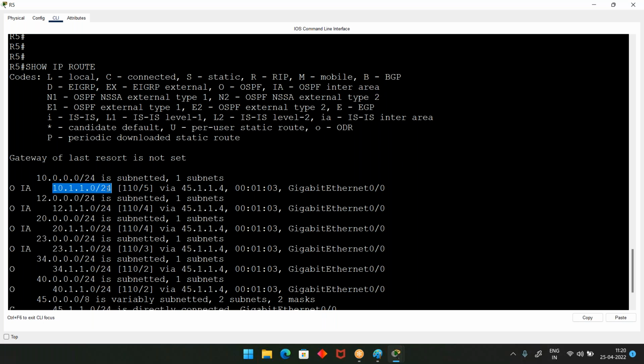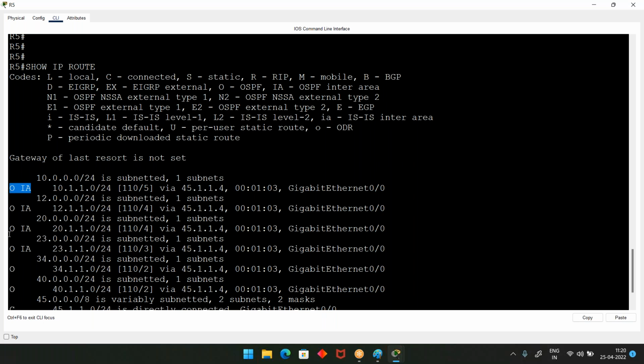That means this 10.1.1.0/24 belongs to a different area. R5, this router, belongs to a different area, and this 10.1.1.0/24 belongs to a different area as well. So that's why I can see it as OIA, guys. OIA is called an inter area network.